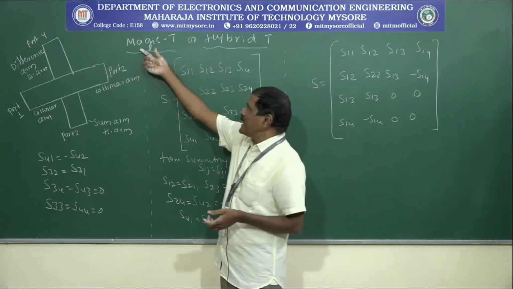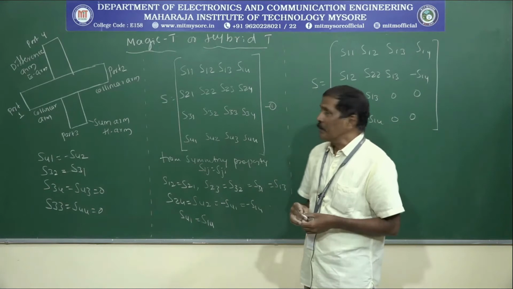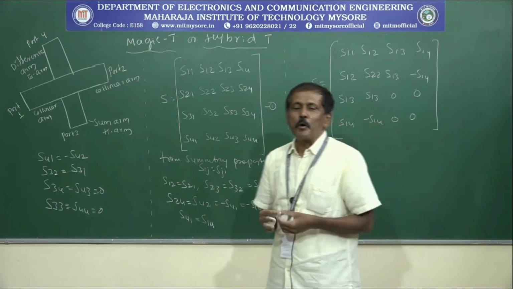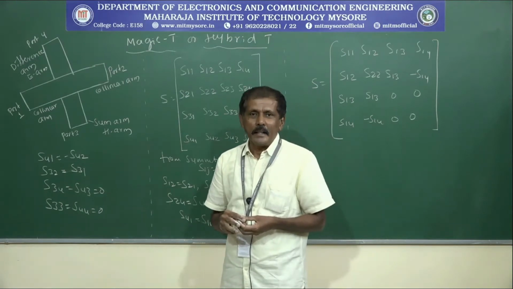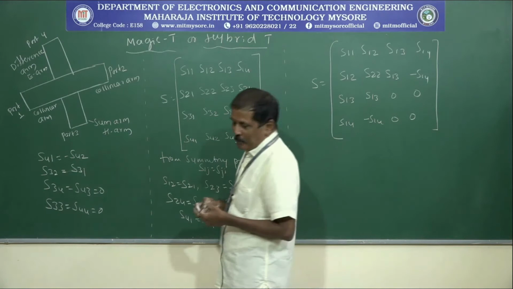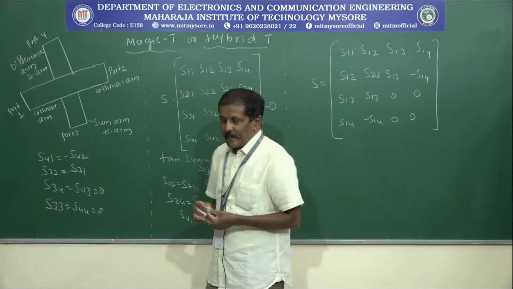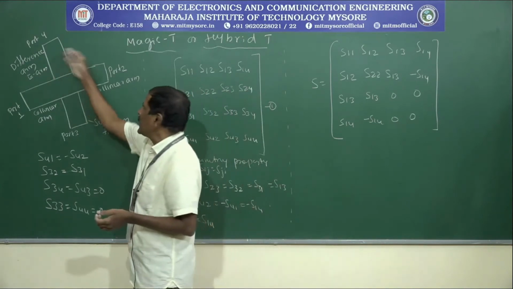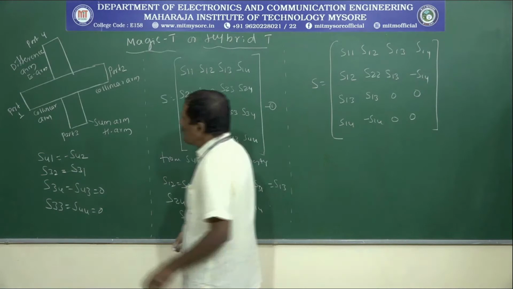That is called the magic T or the hybrid T. This magic T or hybrid T is a combination of our E-T and the H-T. So far we have studied the properties and the functioning of E-Ts and H-Ts. This is a line diagram of this magic T.